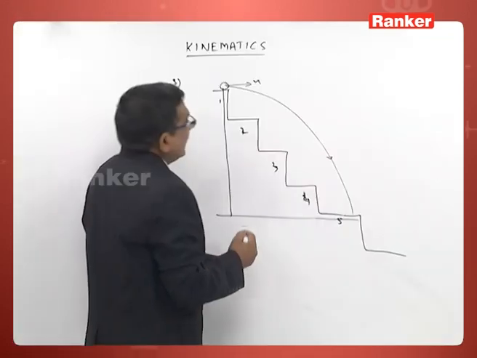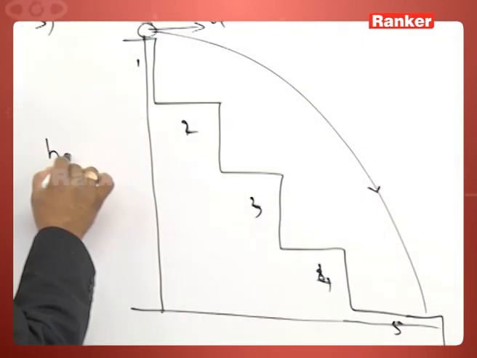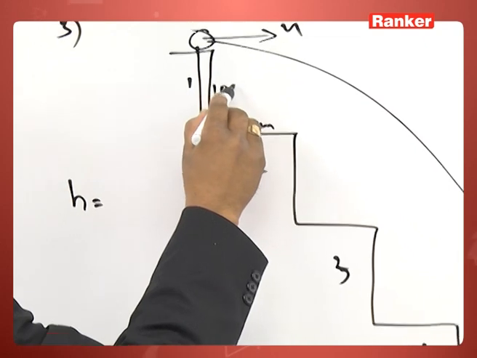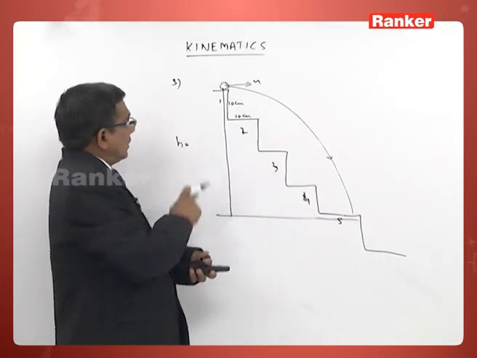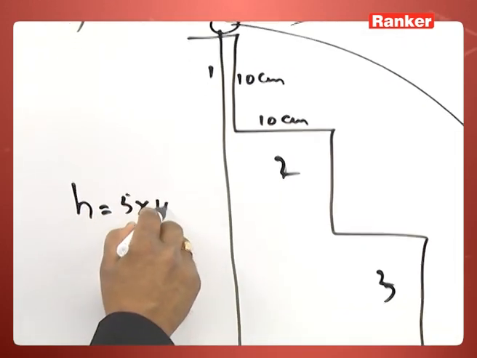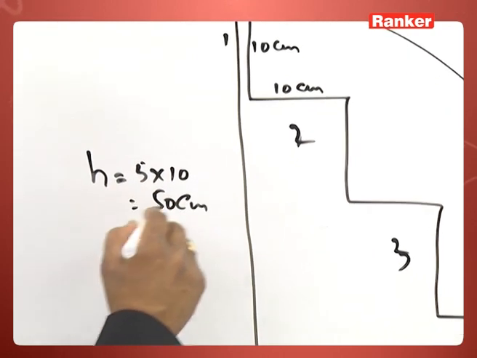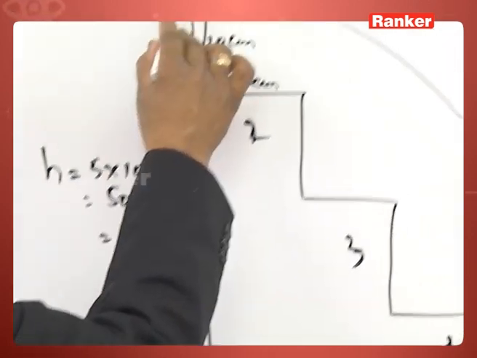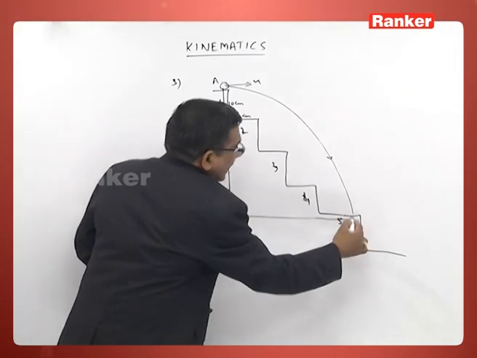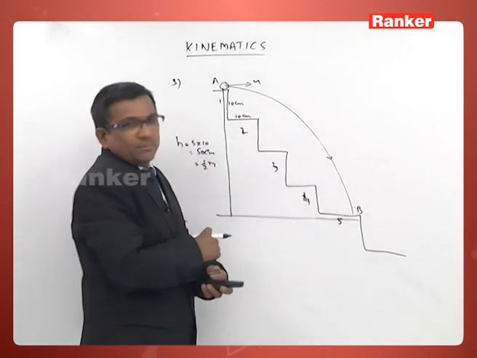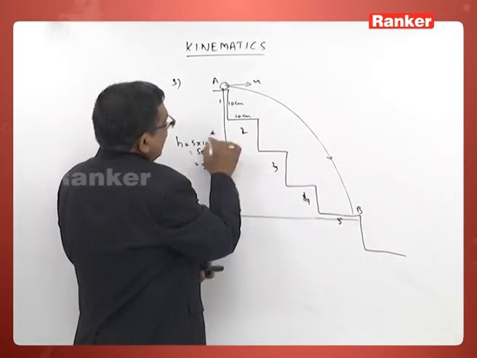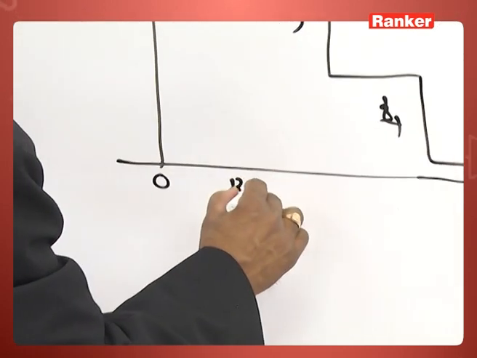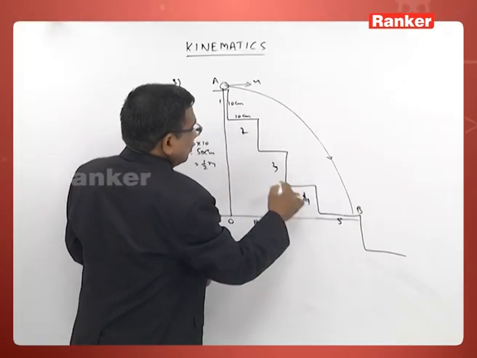This is the problem. In this case, each step was given as 10 centimeters wide and 10 centimeters high in the problem. So the total height from which it is falling is 5 into 10, 50 centimeters, and this can be taken as half meter. And what is its range? You are projecting from here, say a point B, and it is reaching the fifth step, that is the lowest point. The range R will be from here to here, say if you take this point as O, 5 steps it is taking, 1, 2, 3, 4, 5.